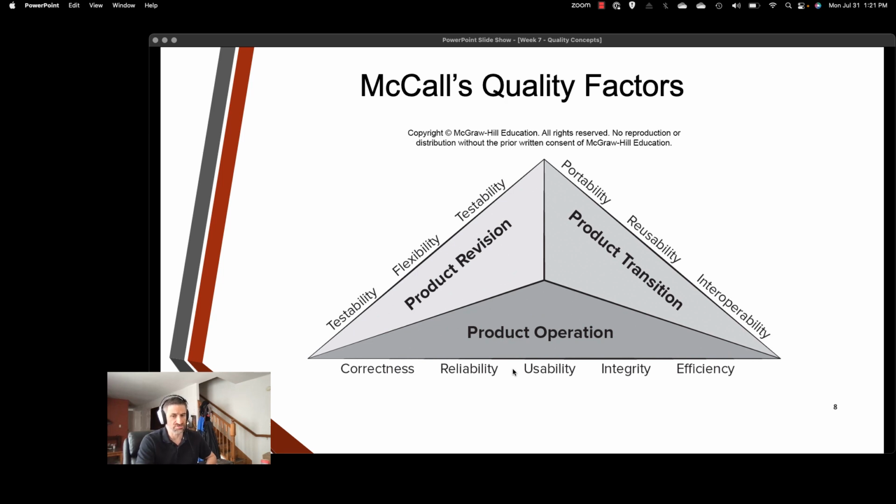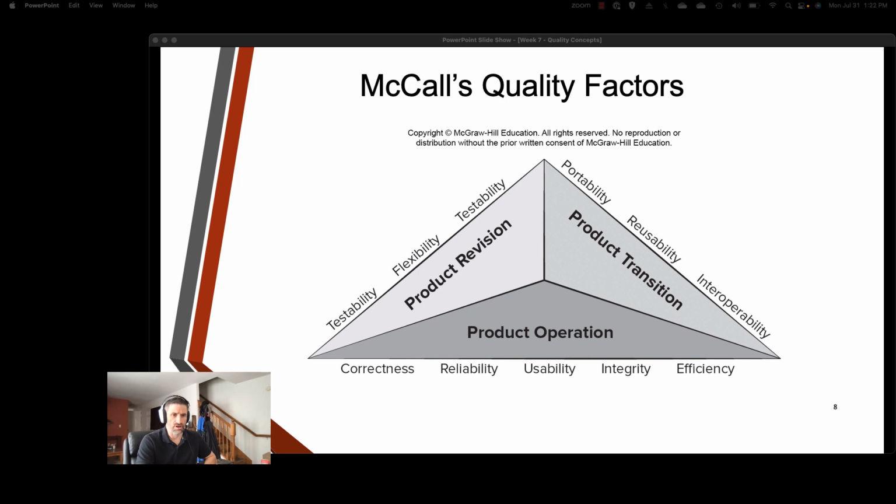Usability means that it's user-friendly, intuitive, easy to learn. Users can interact with it in a way that's efficient and reliable. So integrity, that's going to protect the data and system integrity by preventing unauthorized access, data loss, or corruption. And efficiency is going to utilize system resources effectively and make sure they're done in a timely manner.